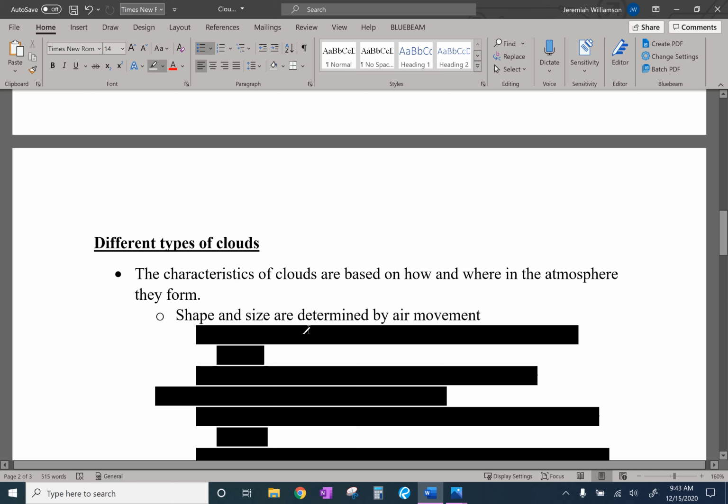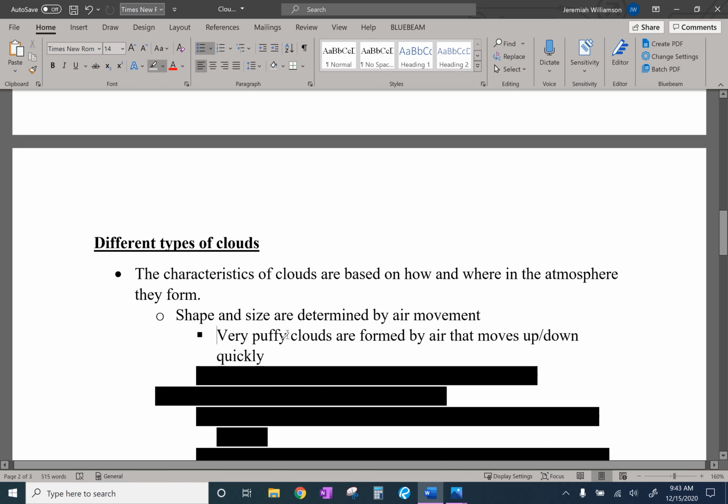Size and shape of a cloud are determined by the air movement that forms them, such as very puffy clouds. They're formed by air that moves up and down very quickly. You'll usually see these in the warmer months because remember, if there's a lot of direct light from the sun heating the ground up a lot, then you're going to have a more rapid air movement up and down, and that's going to form more puffy clouds.